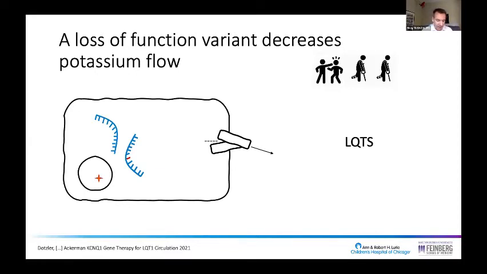This is that dominant negative effect that I was talking to you about. And although the data I'm going to show you is from an engineered cell line, the idea is that in the human heart, this is one of the mechanisms that causes long QT syndrome.